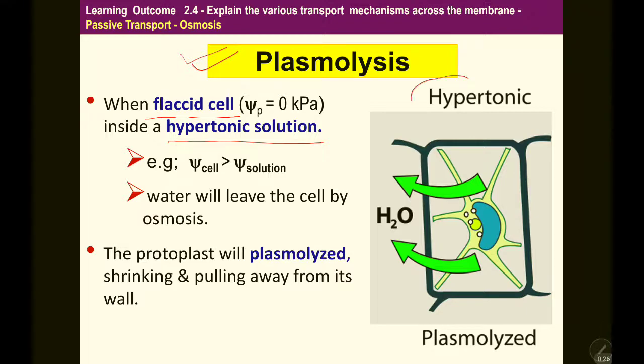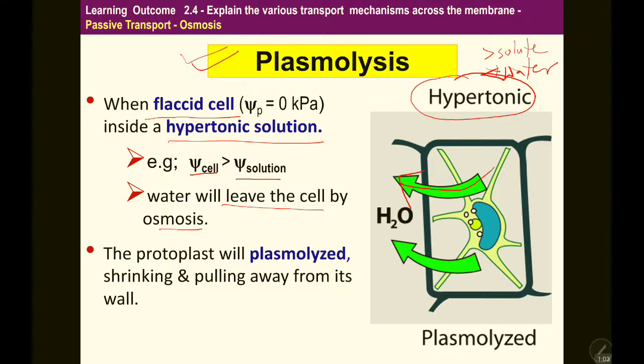Okay, hypertonic solution means outside of the cell we have more solute, less water. So when the outside of the cell has less water than inside the cell, water will leave the plant cell by osmosis. The water potential of the cell is higher than the water potential outside the cell.